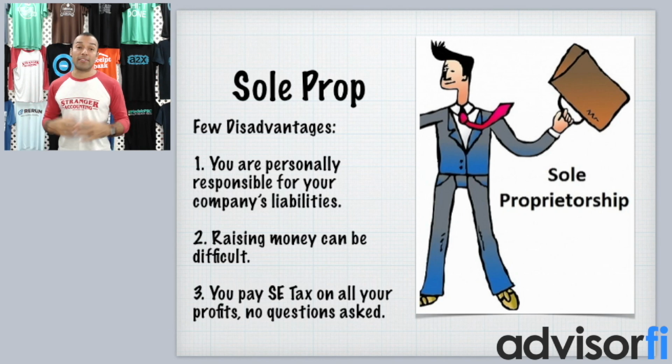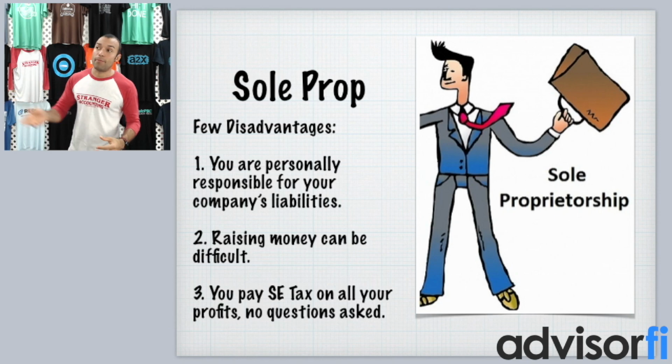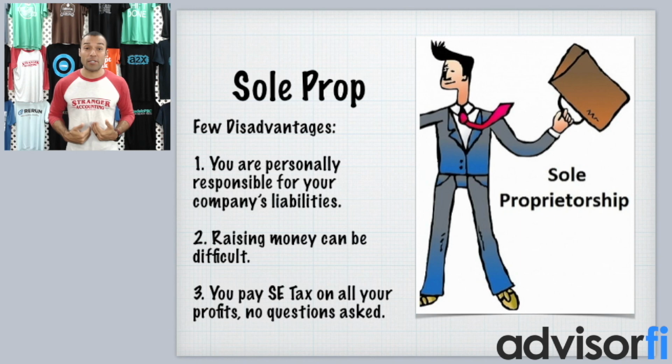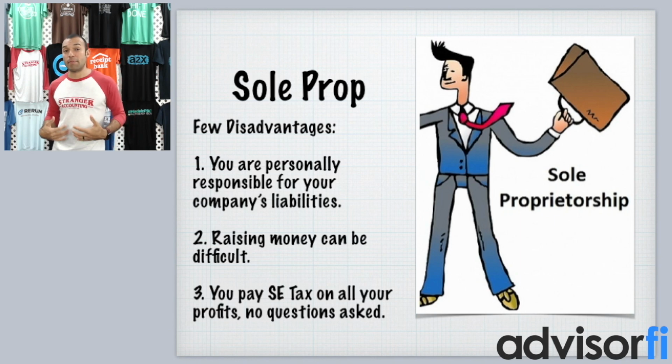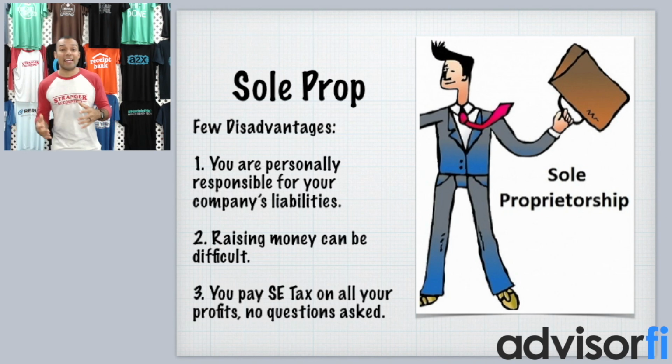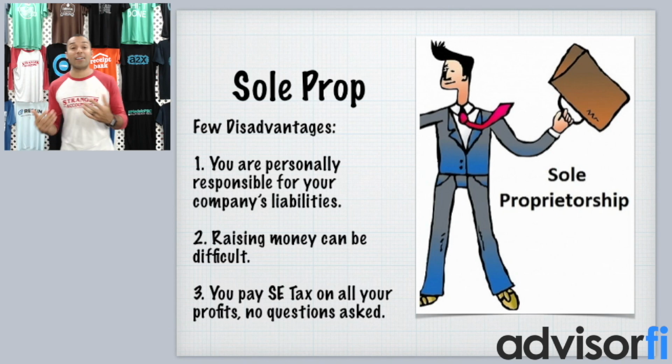Now, a lot of people say, well, it's easy because I can go get credit card debt under my social security number. I can go get loans underneath my name. Well, once again, you become personally responsible for the debt. You become personally responsible for those liabilities. So yeah, while that may be easy, once again, hard to raise money legitimately where you're not putting yourself at risk under a sole prop model.